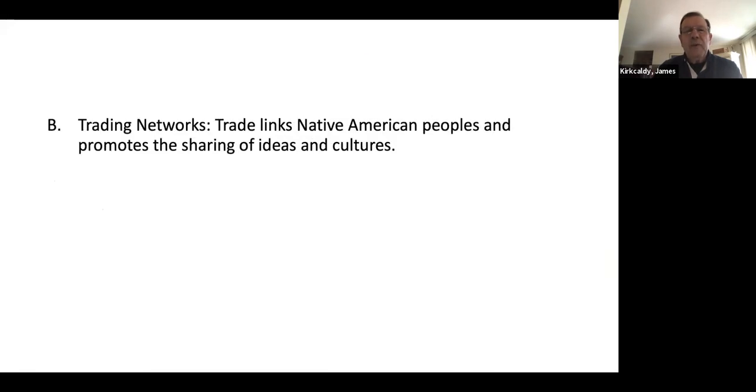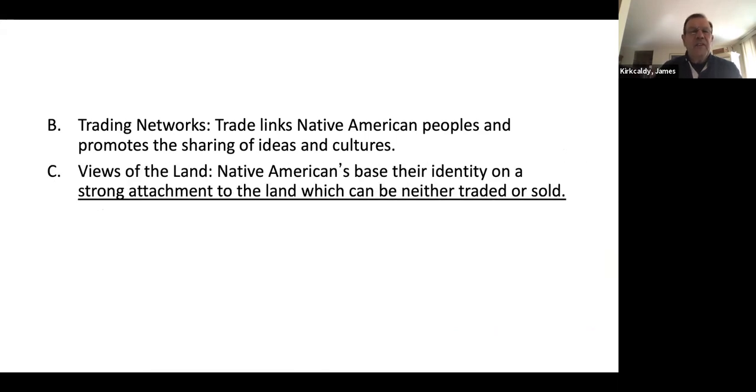So the trade links among North American peoples promote the sharing of ideas and cultures. And this is a very important part because it's going to cause a major conflict with the Europeans. Native Americans base their identity on a strong attachment to the land, which can be neither traded nor sold. So later, when Europeans, Americans, want to buy Indian land, they had a hard time understanding how you can sell something that's part of your spiritual heritage that belongs to everyone. And this will be one of the major problems that will lead to a disaster between Native Americans and Europeans.